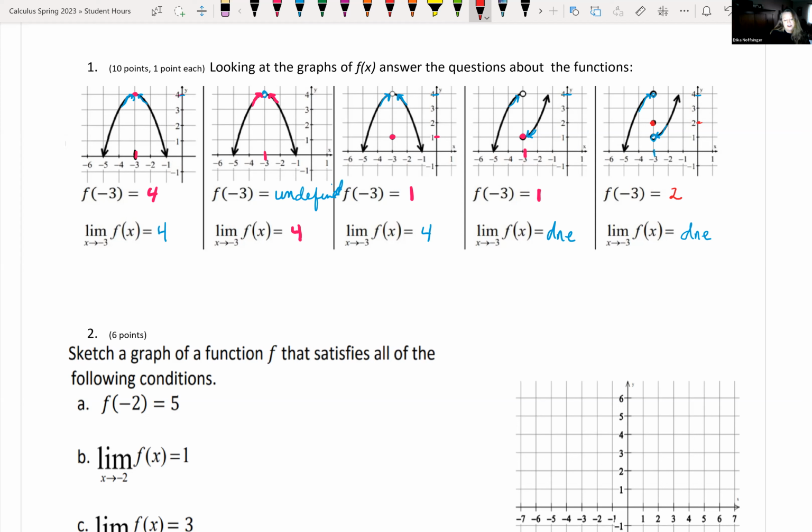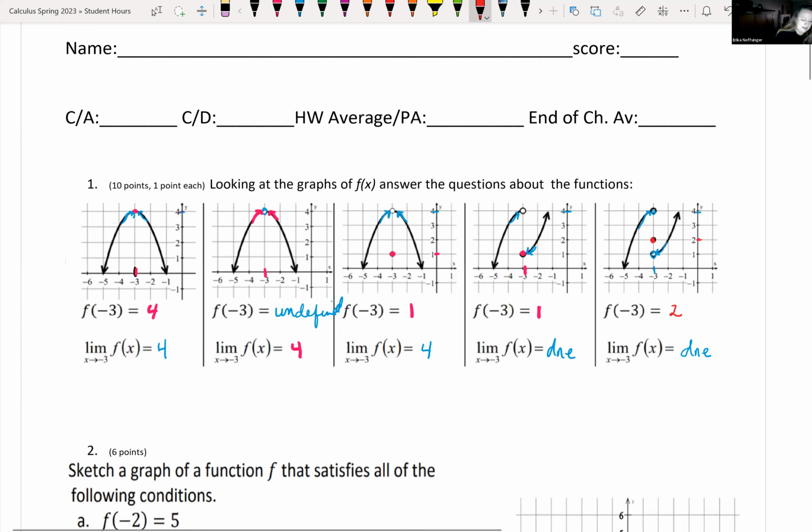The second part of that graph, the limit as x is approaching -3 of f of x equals 4. Again, if you got it correct, give yourself 1 point. If you got it wrong, give yourself 0 points there. And then put your score on the left-hand side here.